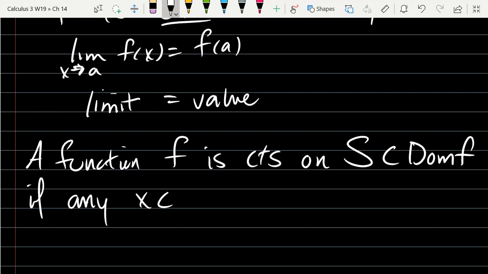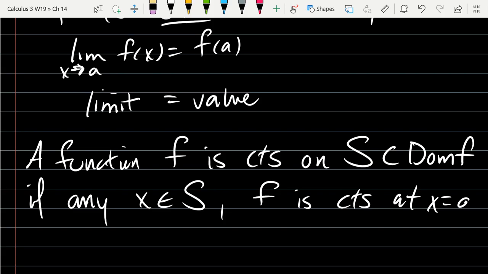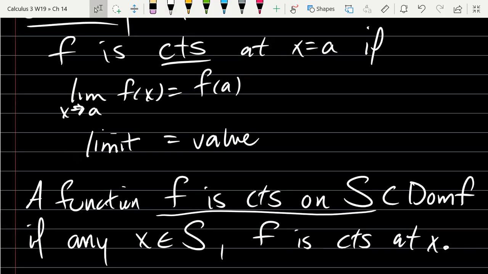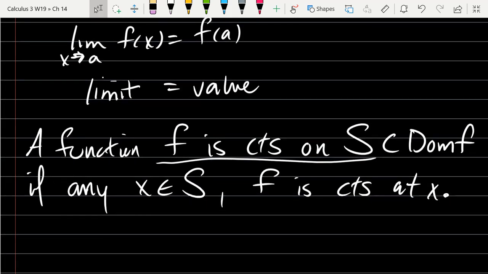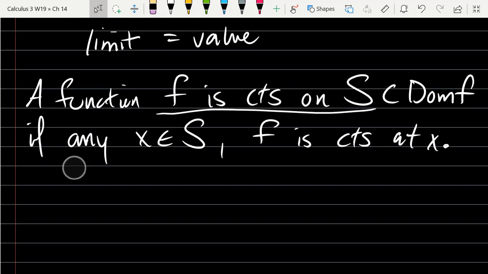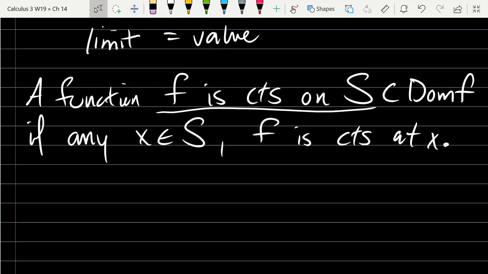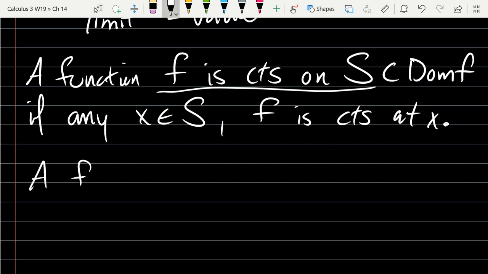So a function f is continuous on a set. Now the set needs to be a subset of the domain, since you don't want to talk about a function being continuous outside of its domain. Sometimes S equals the entire domain. So it's continuous on S if it's continuous at any point in S. If f is continuous at every single point inside S, you can say f is continuous on the set. So this is continuous on a set, and above is continuous at a single value or single point.